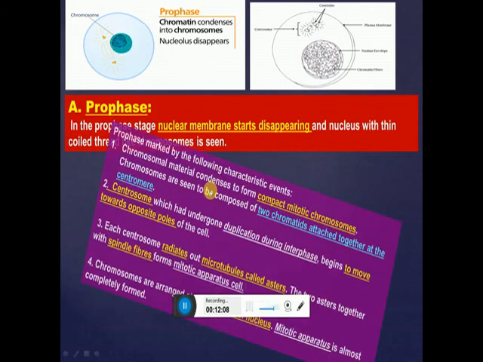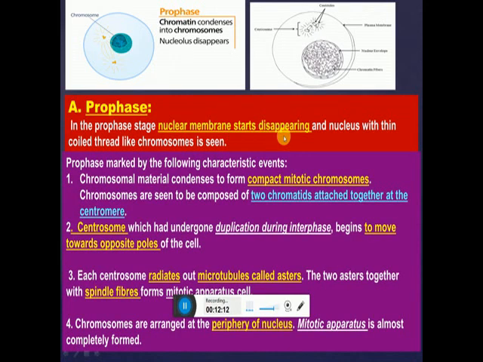In the prophase stage, the nuclear membrane starts disappearing. First thing, the nuclear membrane starts to disappear and the nucleus with thin coiled thread-like chromosomes is seen. These chromosomes are referred to as chromatin. They are thin and start to become thick, short and coiled. Prophase is marked by the following character: chromosome material condenses to form compact mitotic chromosomes. Chromosomes are seen to be composed of two chromatids as they are replicated. So each chromosome looks like two chromatids attached together at the centromere.